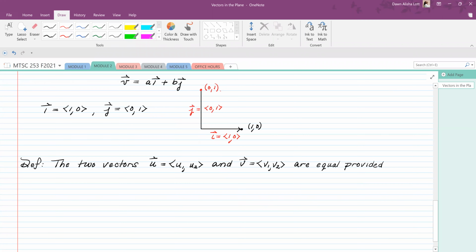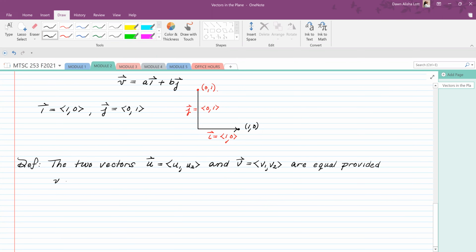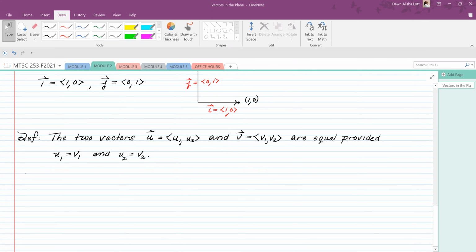So that would mean u1 would have to equal v1 and u2 has to equal v2. So that's what makes those two vectors the same, okay? So the corresponding components are equal.